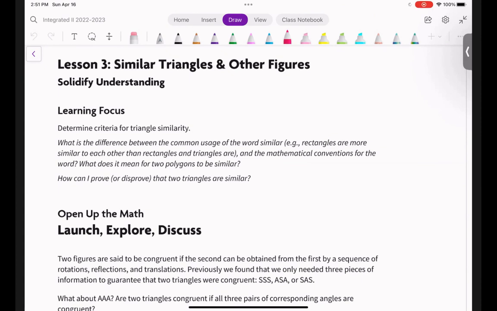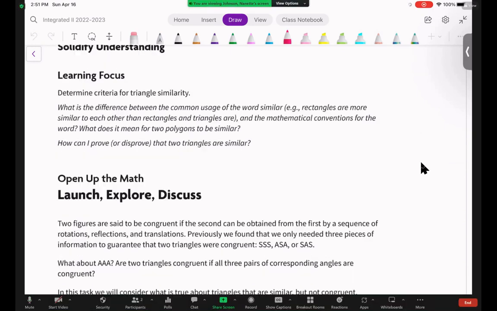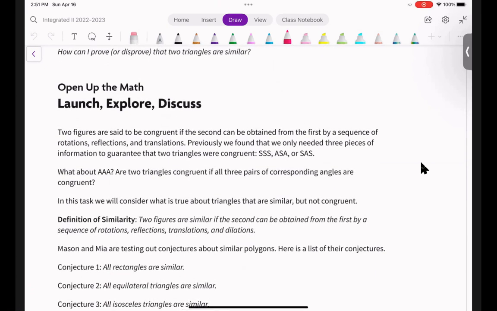Okay. And what's the difference between common usage of the word similar? Rectangles are more similar to each other than rectangles and triangles are. And the mathematical conventions for the word. What does it mean for two polygons to be similar? And how can I prove or disprove that two triangles are similar? So this word similar under the mathematical idea relates to the idea of similar outside of math, but it's not exactly the same.